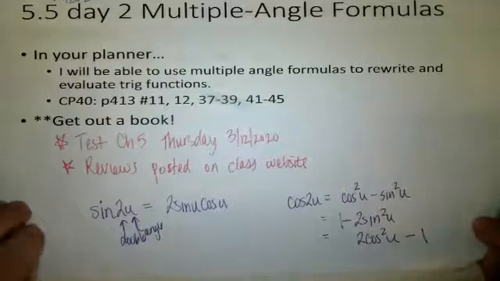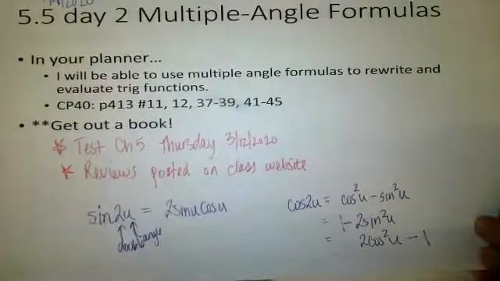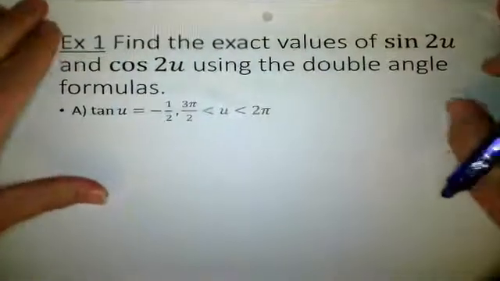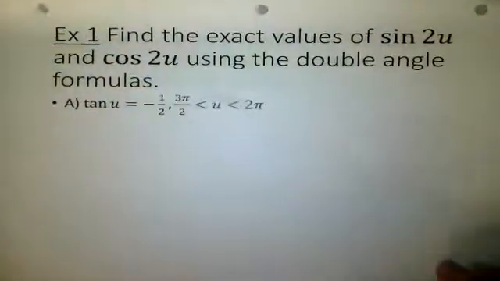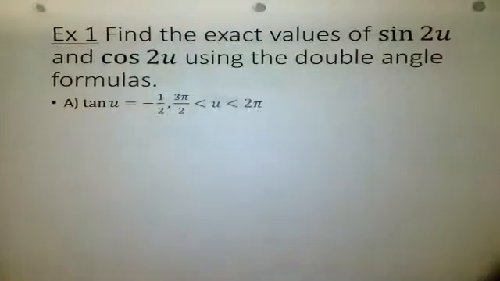All right, so here we go. Example 1. Find the exact values of sine of 2u and cosine of 2u using the double angle formulas. And in your book, it does ask you to do the tangent of 2u, but I'm not requiring you to do that because if you know sine of 2u and cosine of 2u, how do you get tangent of 2u? Sine of 2u divided by cosine of 2u will give you the tangent of that. So it's just unnecessary to do that.